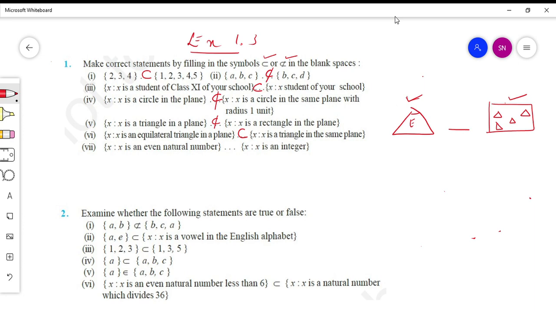Now the last part of the first question. I have the set of all x such that x is an even natural number, dash, the set of all x such that x is an integer. Even natural numbers we'll start with 2, 4, 6, 8, 10, dot, dot, dot. Then integers. We know what integers are? Integers are numbers which include our positive numbers, negative numbers along with a zero.